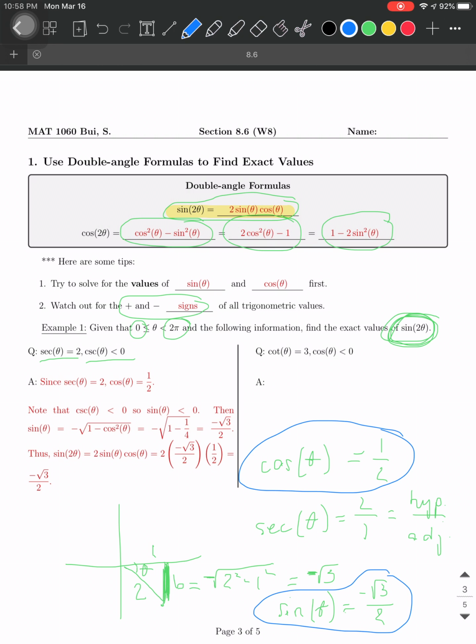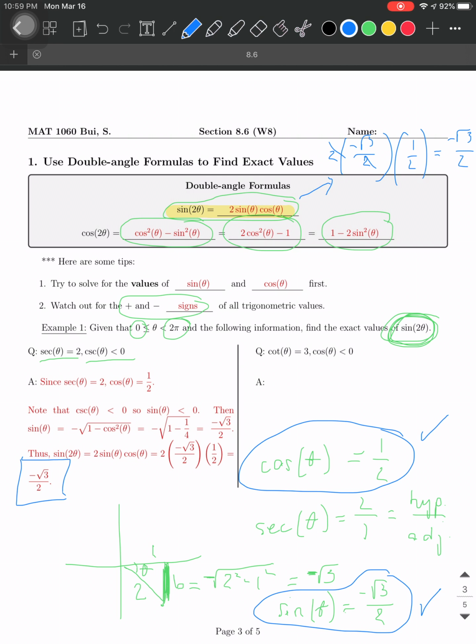According to the formula right here, we know that sine of 2 theta equals 2 sine theta times cosine of theta, right? With that, we're going to have 2 times negative square root of 3 over 2, because that is our sine value, times 1/2, which is the value of cosine theta right here. So the 2's in here and in here we can cancel. And we're going to end up with negative square root of 3 over 2. That is our final answer.